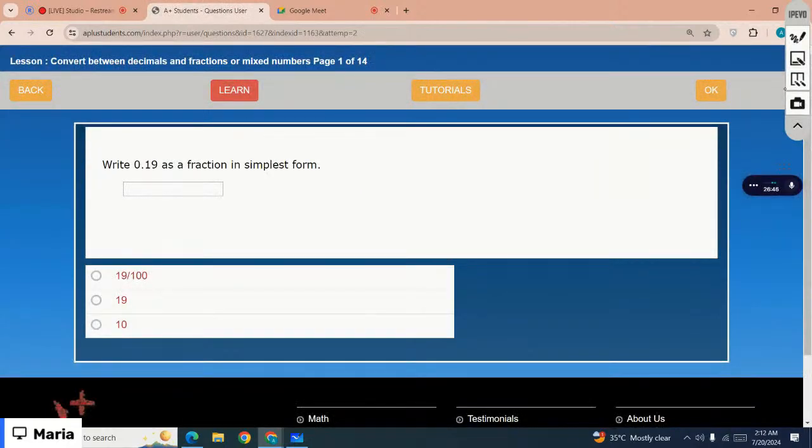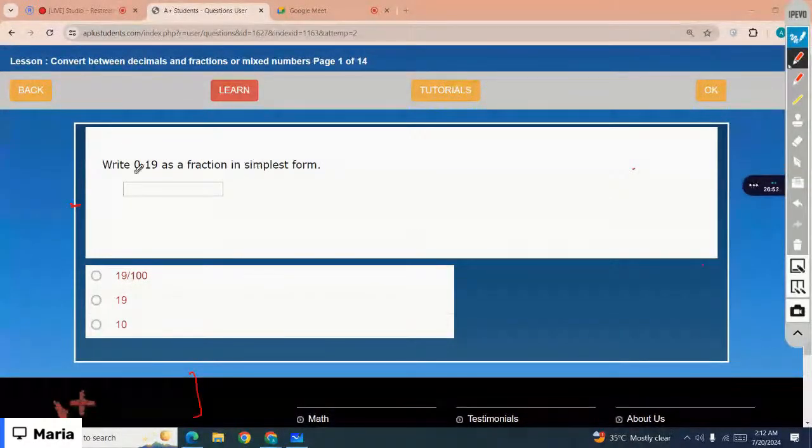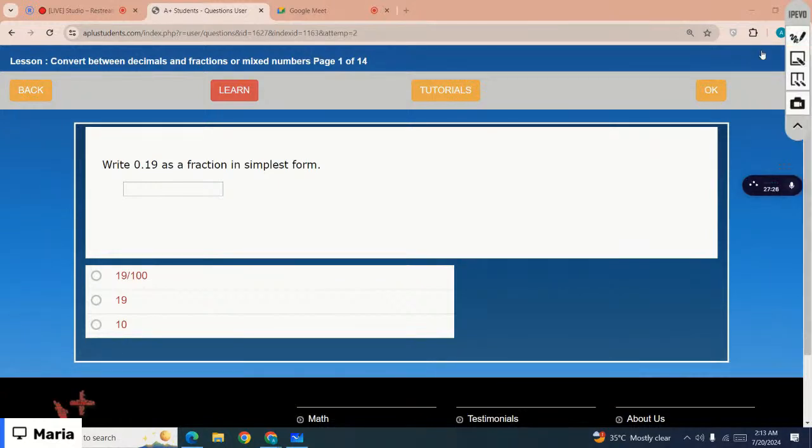Write 0.19 as a fraction in simplest form. You need to write the decimal as a fraction, that is 0.19. So how do we do it? First thing is you need to remove the decimal point, right? Then you put 1 in the denominator for the decimal point. After the decimal point, you have two digits, so you need to add two zeros. That is 19 over 100. But that is already in simplest form, right? You do not have any number that can divide both numerator and denominator. So the correct option is 19 over 100. The correct option is option number 1, that is 19 over 100.